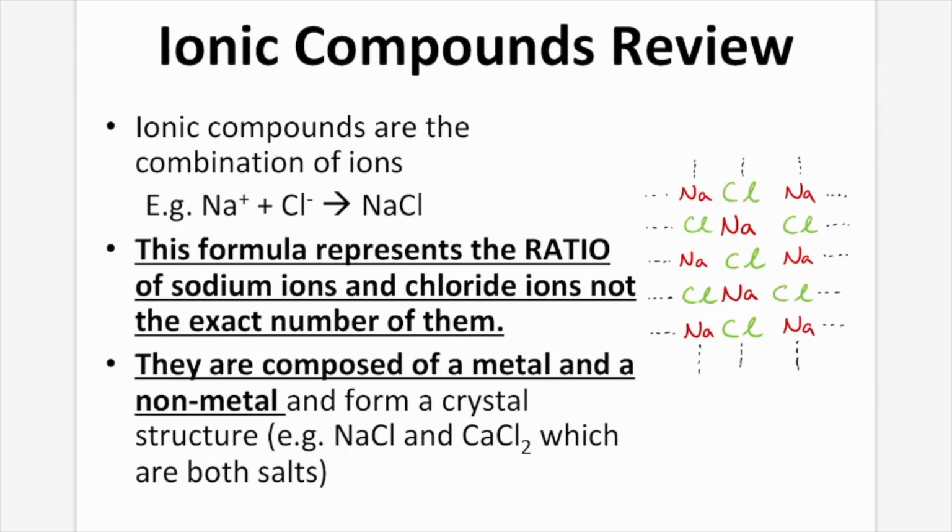Ionic compounds review. Ionic compounds are the combination of ions. So for example, sodium ion and chloride ion make sodium chloride. This formula represents the ratio, and that's going to be really key, guys. It's the ratio. So NaCl means that there's one Na for every one Cl. And you can see that in the diagram here on the right, that every time there's one Na, there's a Cl that goes beside it, and then there's an Na right there, and so on and so on.